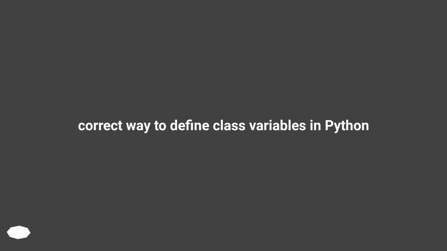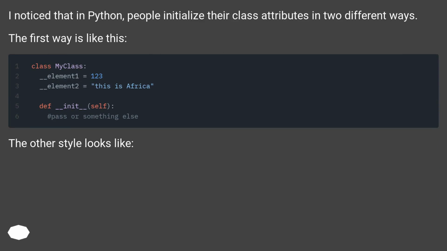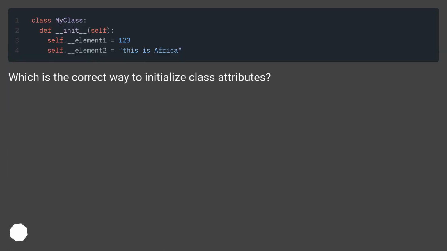Correct way to define class variables in Python. I noticed that in Python, people initialize their class attributes in two different ways. The first way is like this. The other style looks like. Which is the correct way to initialize class attributes?